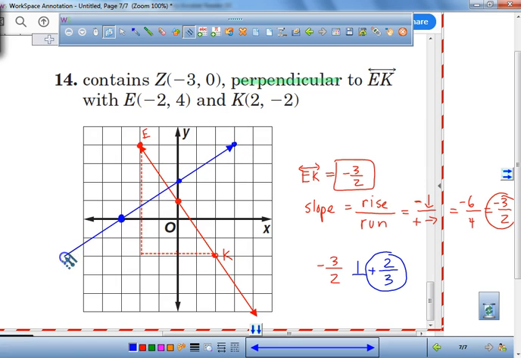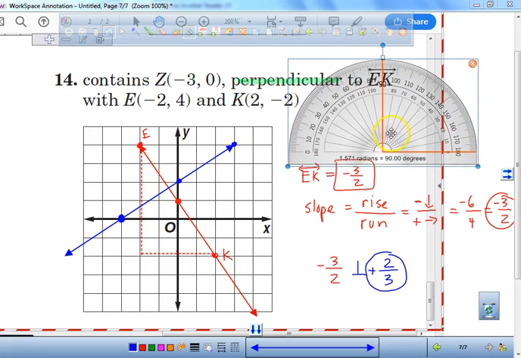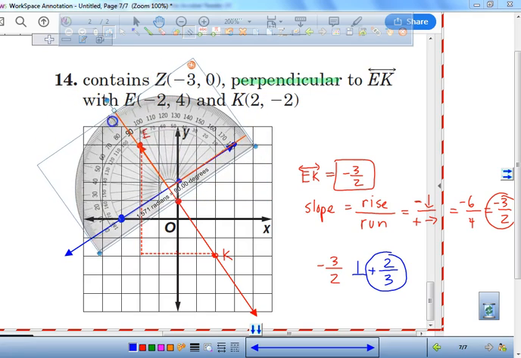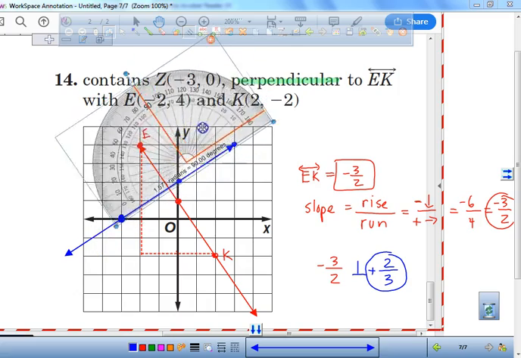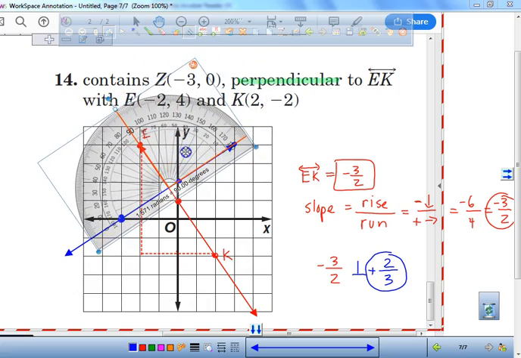There we go. Now, does it look like these two lines form a 90-degree angle? Let's check. There's your protractor. Does everybody see how that's a 90-degree angle right there? Let's put it right over here and rotate it. Does it fit right in? Does that slide in perfectly right there? It does. So that does make a 90-degree angle.